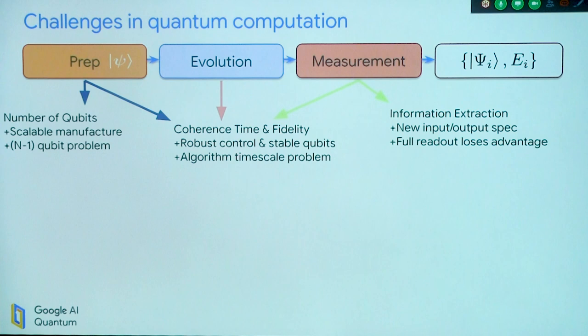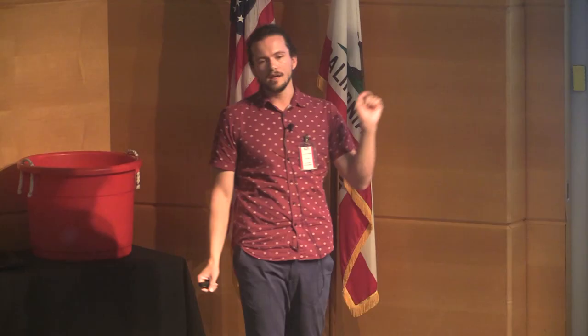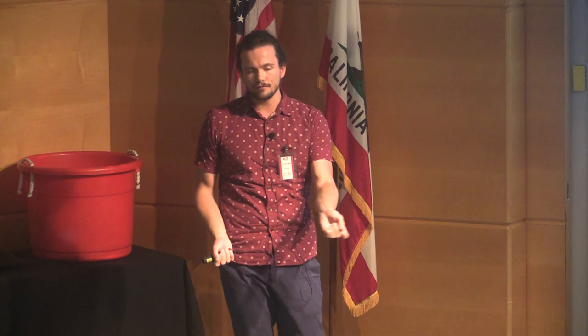So this is kind of this n minus one qubit problem. A big problem you'll also hear about is coherence time and fidelity. As I mentioned before, quantum information needs to be very cold and precisely controlled. And so if you have a little bit of environmental disturbance, you can run into problems very quickly. This will ultimately lead to a time scale problem: if your algorithm is too long, you simply can't complete it or get anything out.